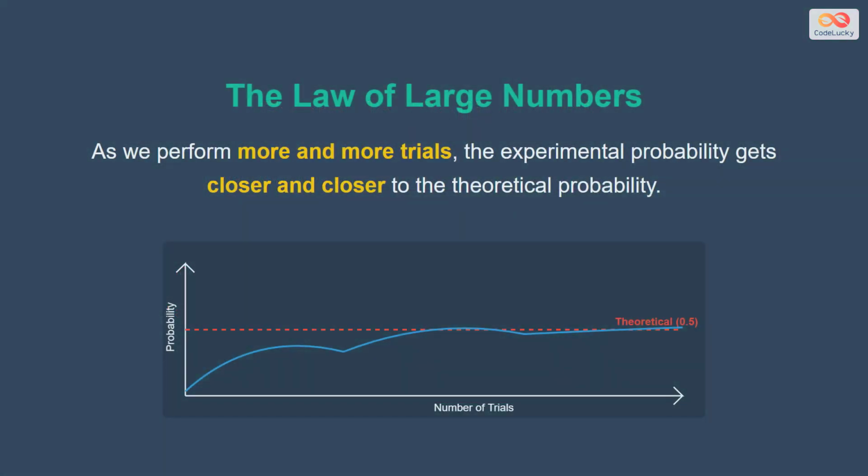An important idea connected to this is the law of large numbers. This law states that as we perform more and more trials, the experimental probability we calculate will get closer and closer to the theoretical or expected probability. An experiment with 1,000 trials will usually give a more accurate result than one with only 10.